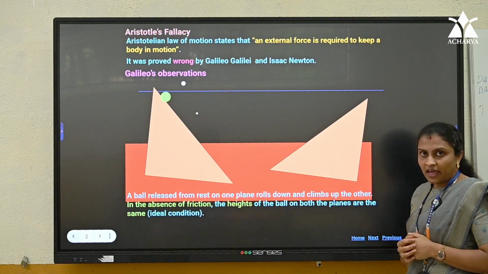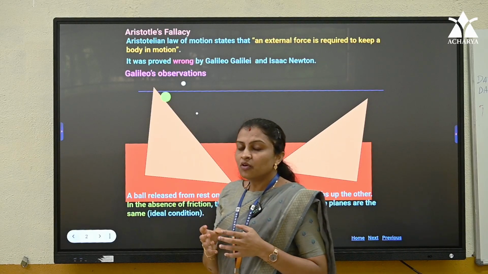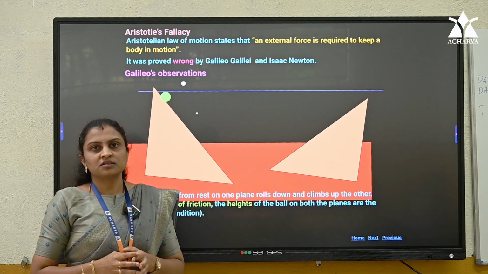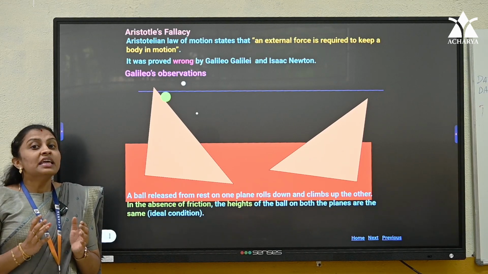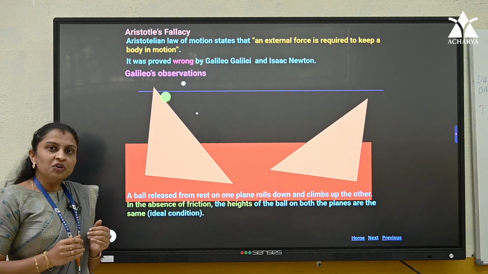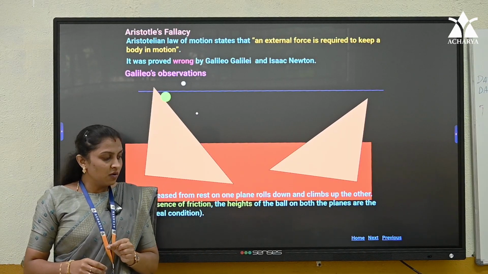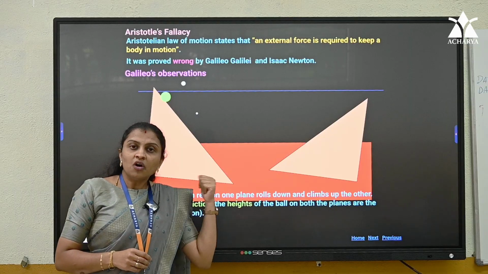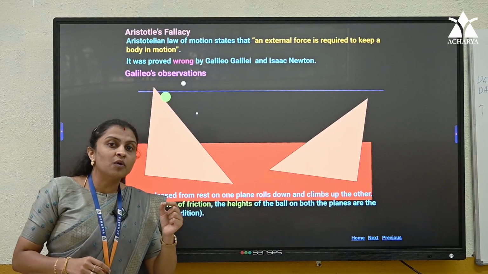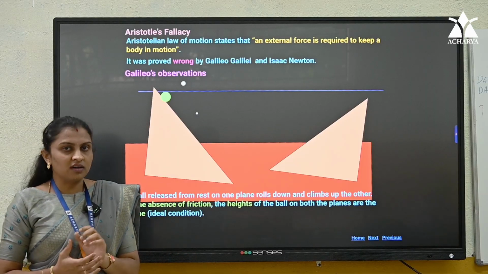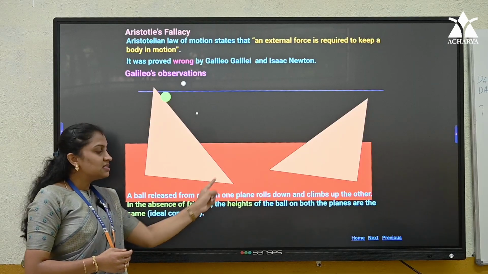What is the Aristotle fallacy? Suppose I take one example: if I want to pull the bench or any object, I require force. If I want to move from here to there, I need external effort to move from one place to another. But what Aristotle said, that an external force is required to keep the body in motion, is actually wrong. It was proved by Galileo and Newton by this experiment.